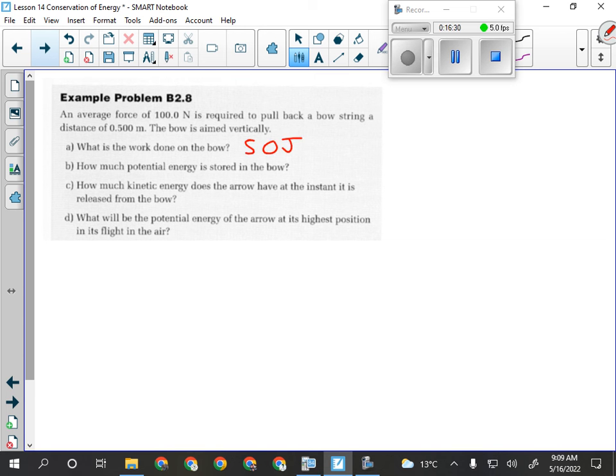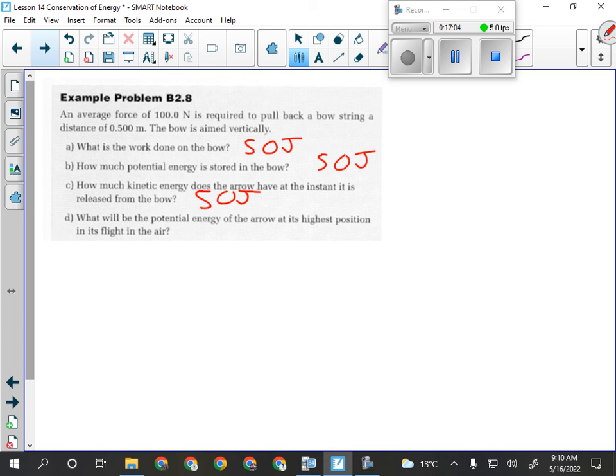Okay, how much potential energy is now stored in the bow? 50 joules, exactly. I don't have to calculate anything. I already did all the calculating necessary. If I did 50 joules worth of work, the bow now has 50 joules worth of energy because it's what I did the work on. How much kinetic energy does the arrow have the instant it's released from the bow? 50 joules, because now the bow is going to do work on the arrow. It's going to transfer all of its 50 joules of energy to the arrow.